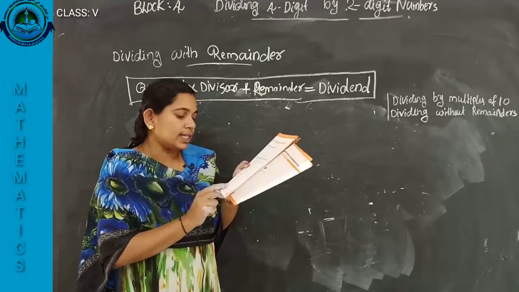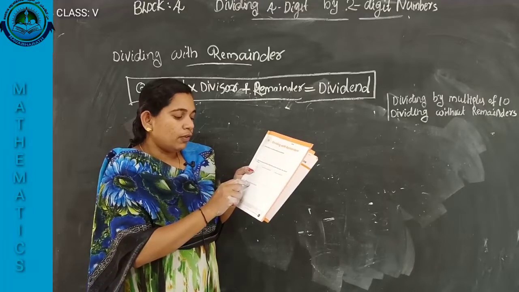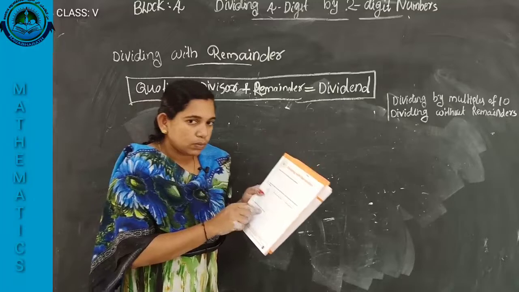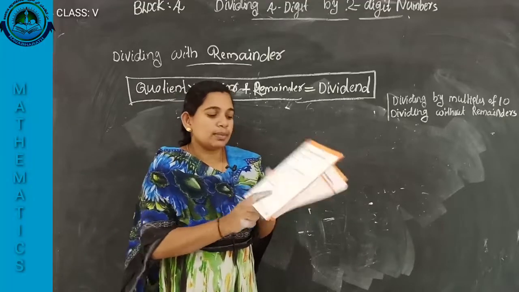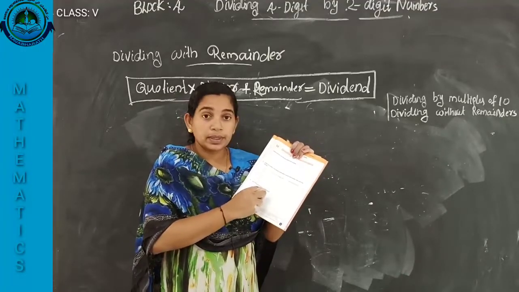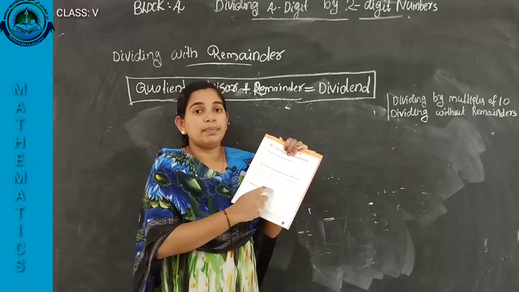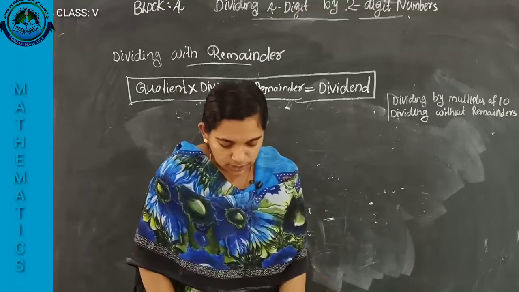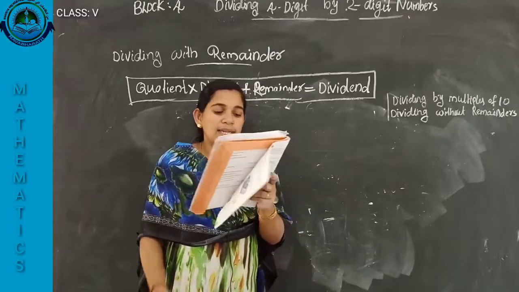Then divide the sum of 4618 and 1122. First you want to find the sum. That sum you want to divide by 22. Okay. And then textbook, dividing with remainders.